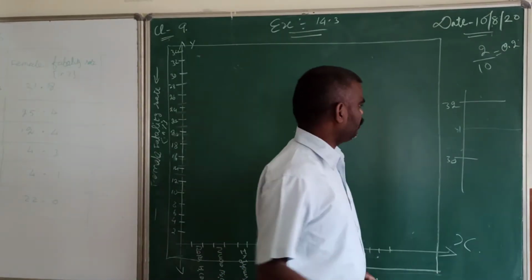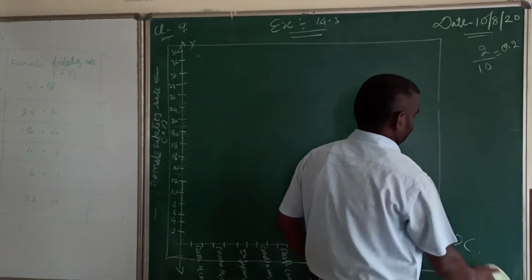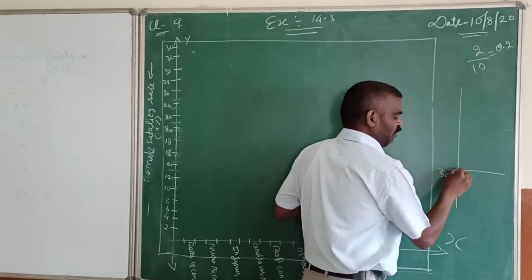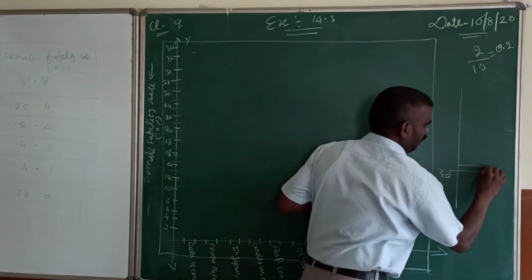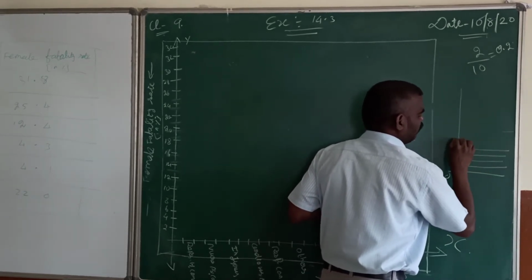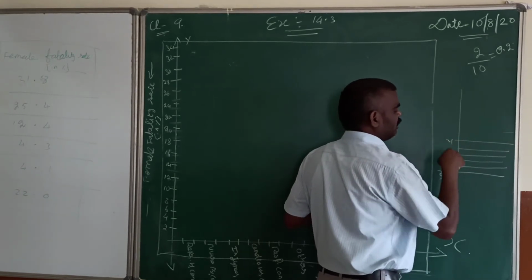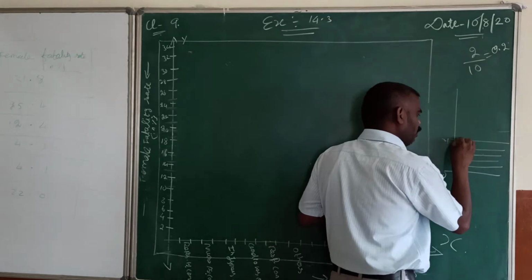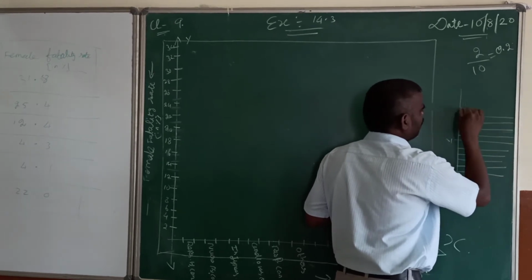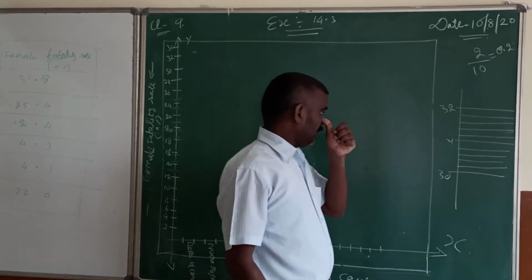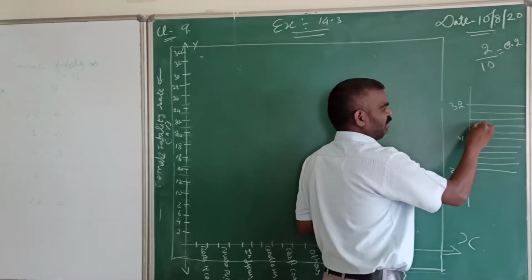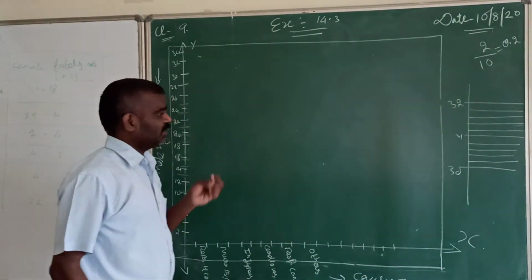Now you see. Suppose here is 30. With 10 small lines: first small line 0.2, 30.2, 30.4, 30.6, 30.8, after that 31. Get it? Now 31.2, 31.4, 31.6, 31.8, 32. Clear enough? So in between them there should be 10 small lines. 1, 2, 3, 4, 5, 6, 7, 8, 9, 10. You understand? 10 small lines are there.